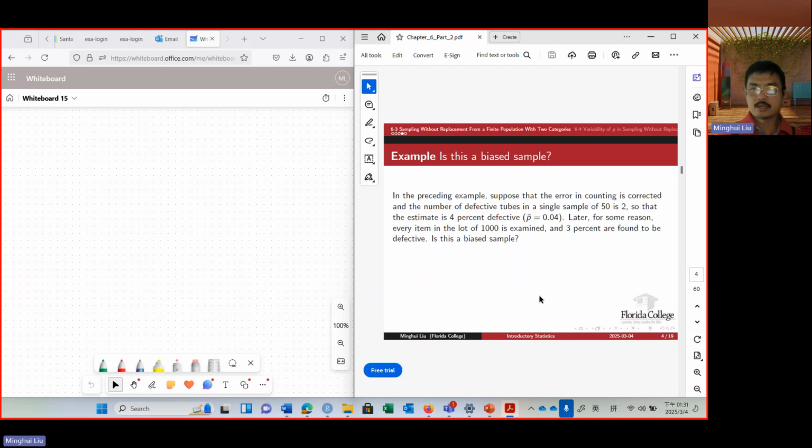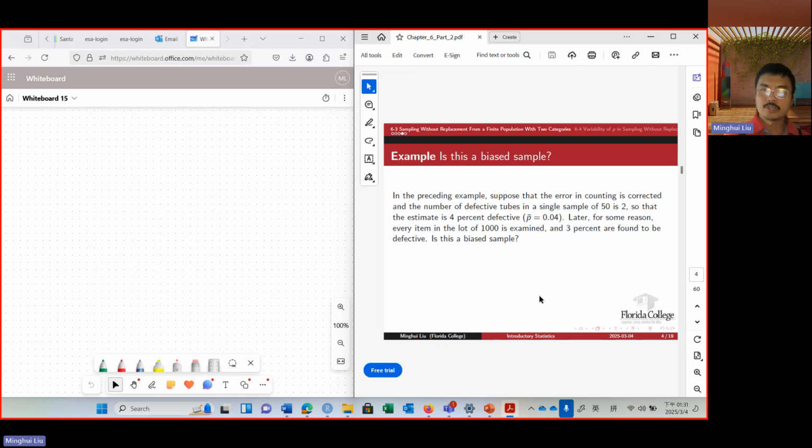And now the next example is, let's say we fix the counter problem. There's nothing wrong with the counter. We can count accurately finally. And let's say we look at all the 50 tubes and we found that 2 of them were defective. So the estimated p bar value is 4%. So we're going to do 0.04.